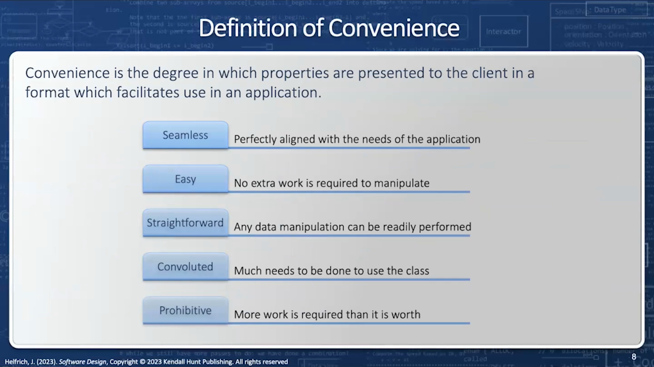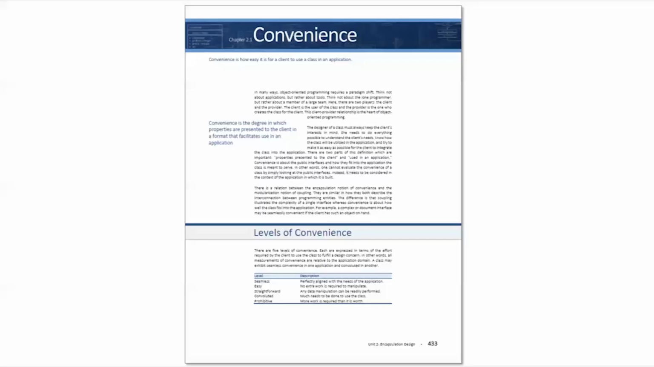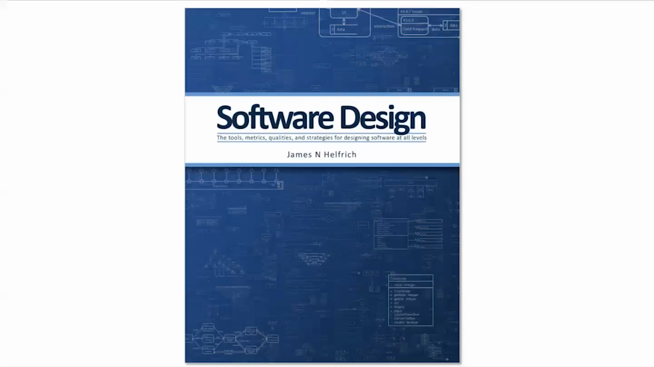To recap, convenience is the degree to which properties are presented to the client in a format which facilitates use in the application. We're always striving for seamless, and that's when the interface is perfectly aligned with the needs of the application. Sometimes easy is the best we can do. However, if we find ourselves in straightforward, convoluted, or prohibitive, perhaps the best thing to do is rethink our design and start over. You can learn more about convenience in the convenience chapter of the software design textbook.